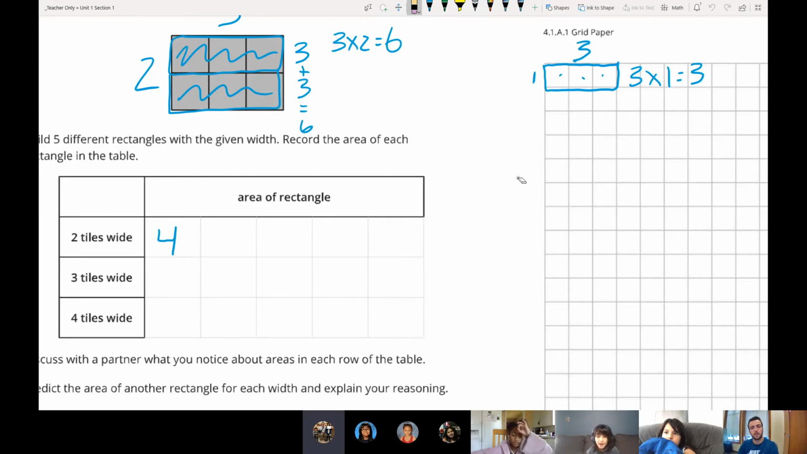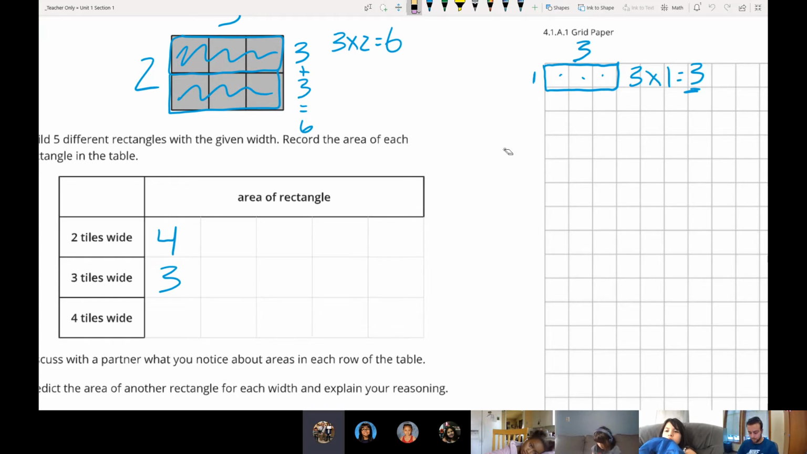Mm-hmm. So that's exactly the right thinking. So if 3 is our area and it's for a 3 tiles wide rectangle, I'm going to put right here so we can keep track of it. 3 tiles wide, area of a rectangle. One of the options is 3. All right, Camila, go for it. Give me a couple more.